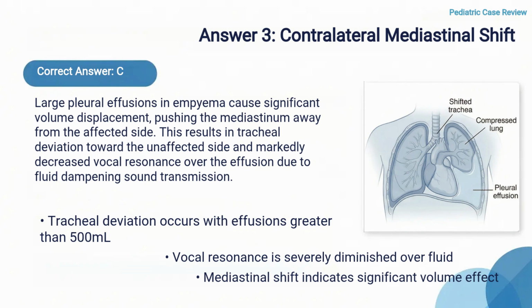Large pleural effusions in empyema cause significant volume displacement, pushing the mediastinum away from the affected side. This results in tracheal deviation toward the unaffected side, which in this case is the left. Tracheal deviation occurs with effusions generally exceeding 500 milliliters and is a sign of significant volume effect requiring urgent drainage. Vocal resonance is severely diminished over the fluid because fluid damps sound transmission. Together, tracheal deviation away from the affected side and absent breath sounds with stony dullness constitute the examination triad of a massive pleural effusion.